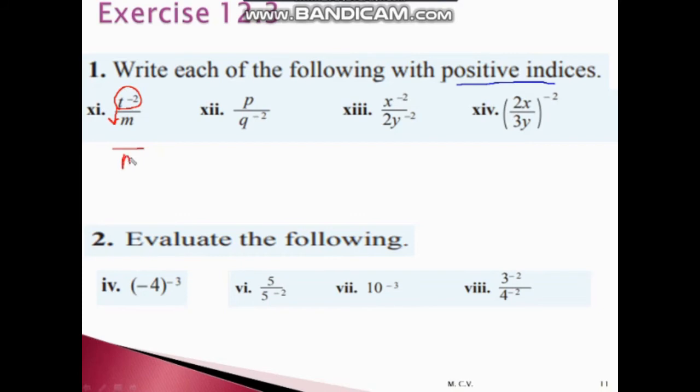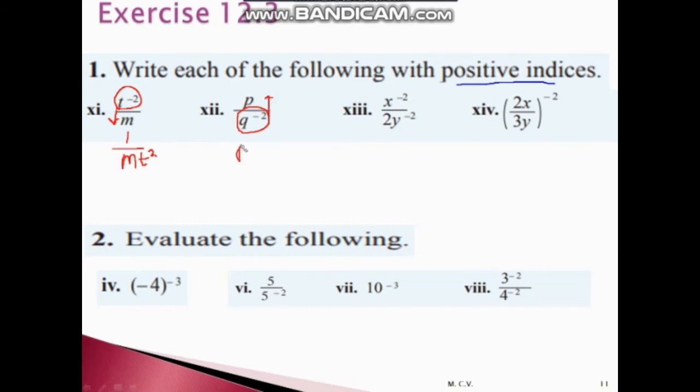The next one, q to the power minus 2. Convert that into a positive index form by moving that. Then that becomes q to the power plus 2. Already p is there. Then p q to the power plus 2. No power in the denominator, so there is no denominator here.